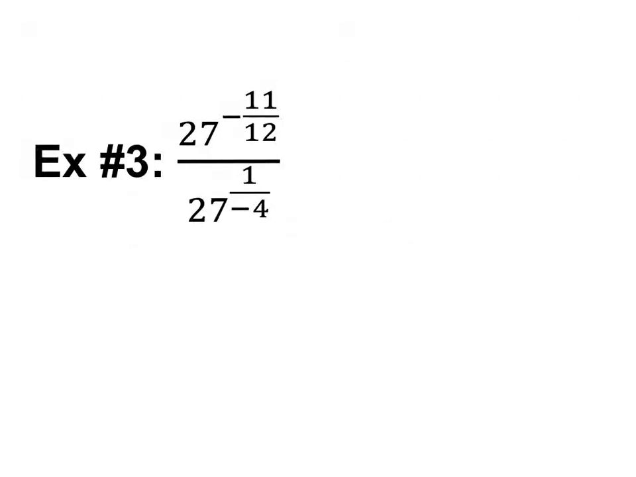Okay, on this one, the thing that they have in common is actually the bases, right? They have the same base. So what we can do is subtract exponents. What would that look like? Well, that would look like 27 to the negative 11/12 minus the exponent on the bottom, and the exponent on the bottom is actually a negative 1/4. Well, double negative makes a positive. I'm sorry, that's supposed to be a 12.